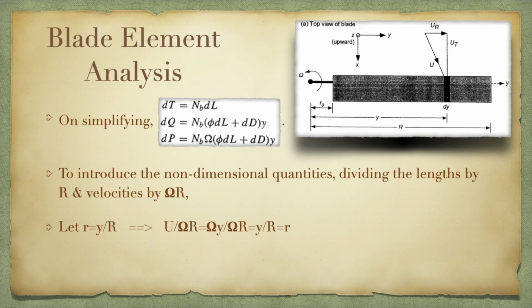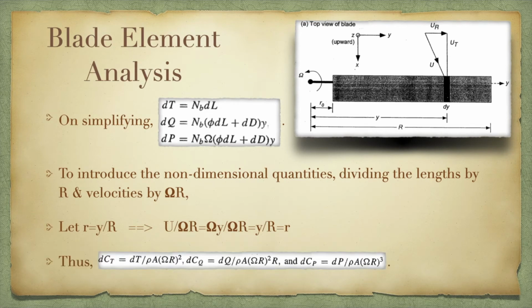To introduce the non-dimensional quantities, we have to divide the lengths by R and velocities by omega R. So let lowercase r is equal to y by capital R, and this also gives us the equation U by omega R is equal to omega y by omega R, that's equal to y by R, that's again equal to lowercase r. And thus we get the equations dCT is equal to dT by rho A omega R whole squared, dCQ is equal to dQ by rho A omega R whole squared into R, and dCP is equal to dP by rho A omega R whole cubed.